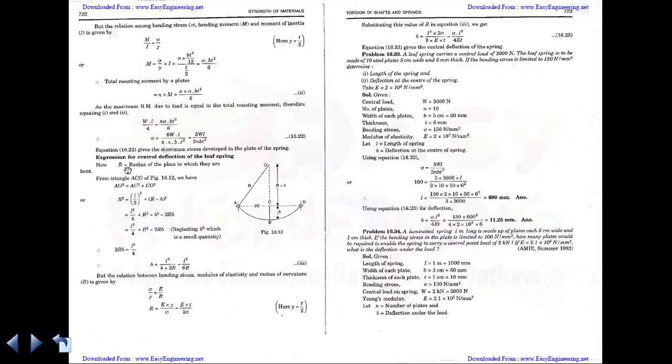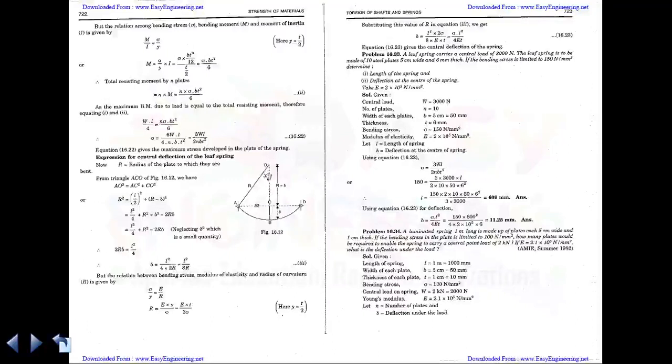This is the first derivation. Second one, expression for central deflection of the leaf spring. Assuming that this is a leaf spring in a circular path which has a center of O and radius capital R, here it will be total radius and this distance is delta. So OC distance will be R minus delta, and this is L by 2 and this is L by 2.